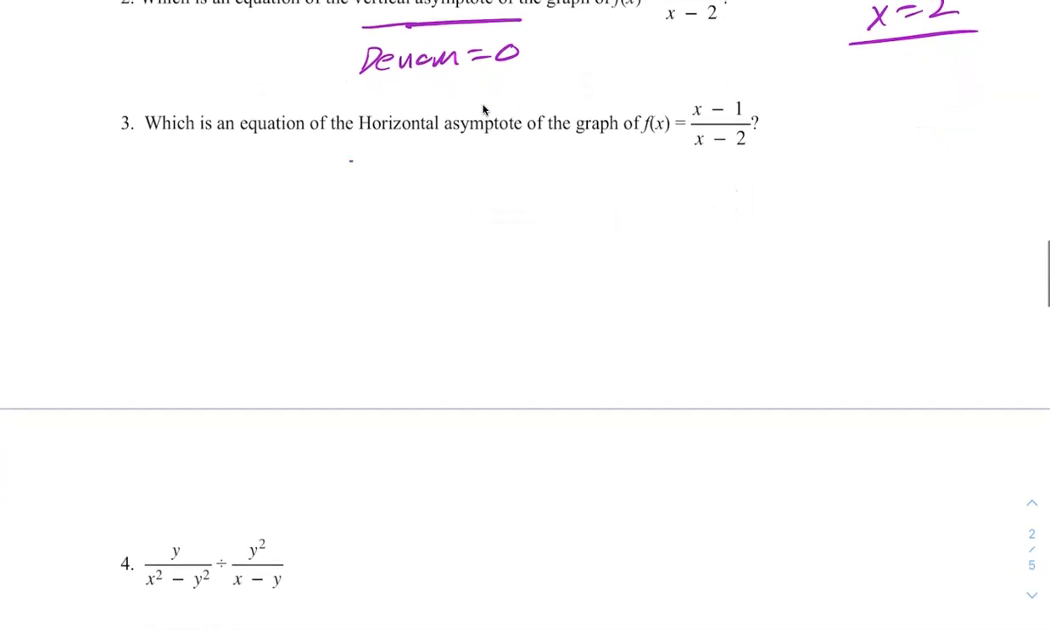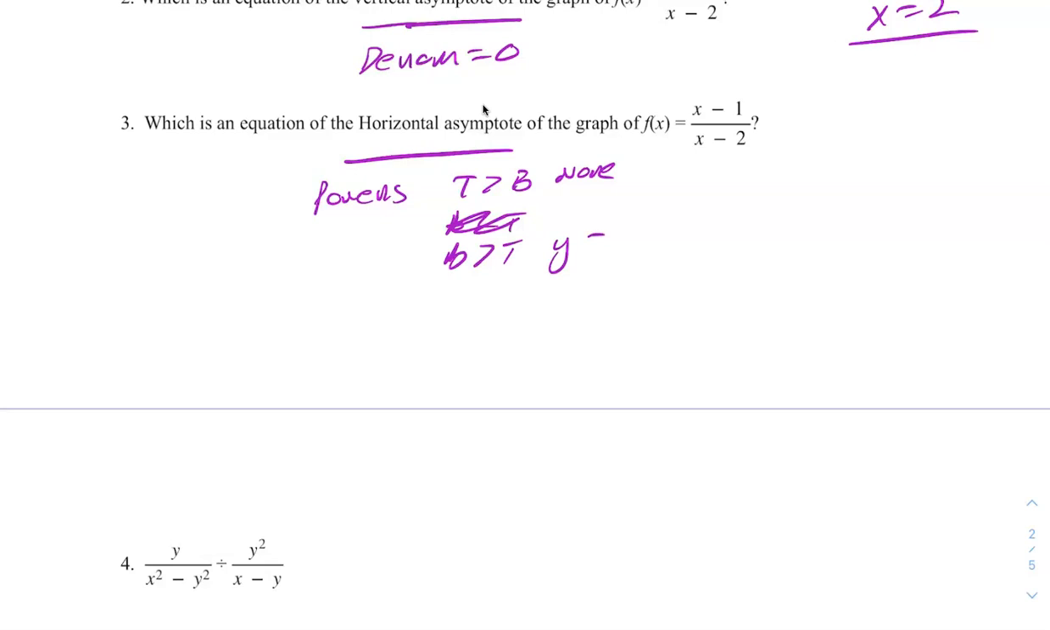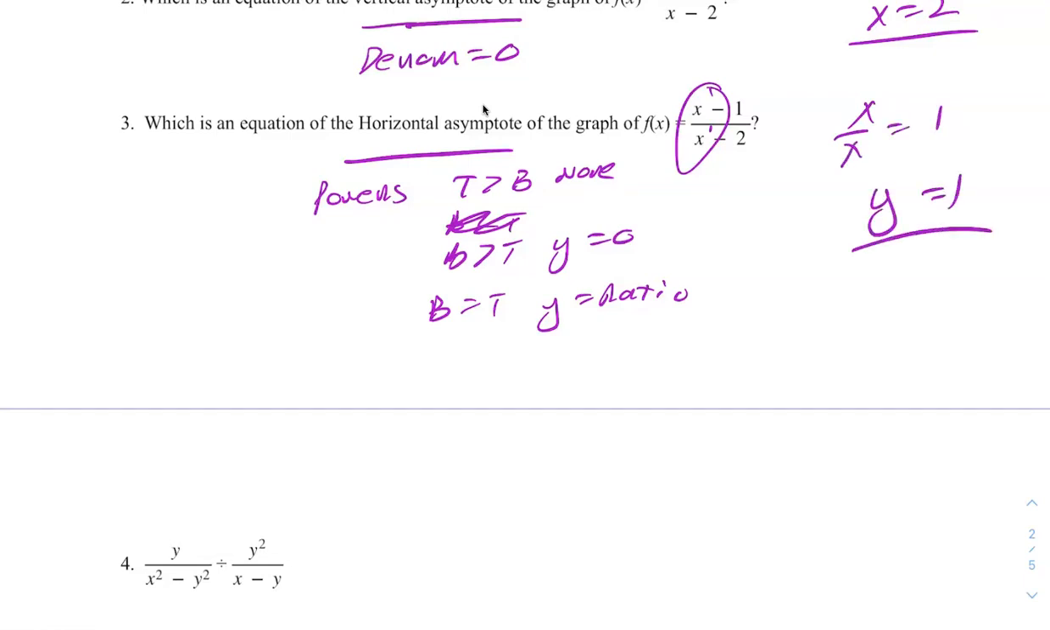Horizontal asymptote, that's a little trickier. You look at the powers. Top bigger than the bottom is none. Slant if it's only 1, but we don't do that. Bottom bigger than top is y equals 0. And if they're the same, it's the ratio. In this case, these powers are both the same, so we take the ratio of the two things. x over x, which is just 1. So y equals 1. Horizontal asymptote.